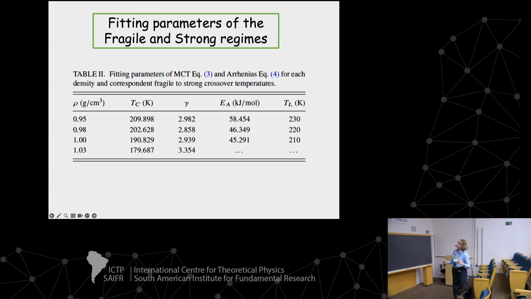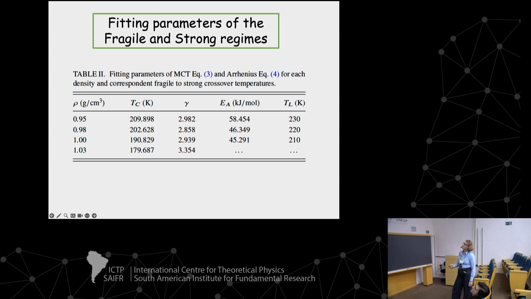These are the fitting parameters of MCT and Arrhenius. So for the first time, I show you the typical activation energy for water. These are the Tc for the different densities, and the gamma, and they change, of course, with the density. And these are the activation energy. And this is the temperature.